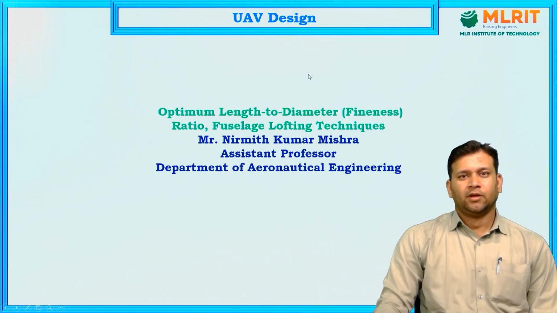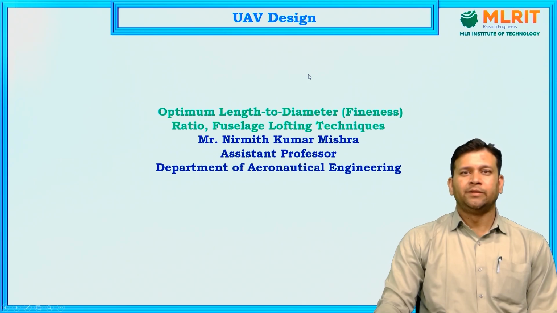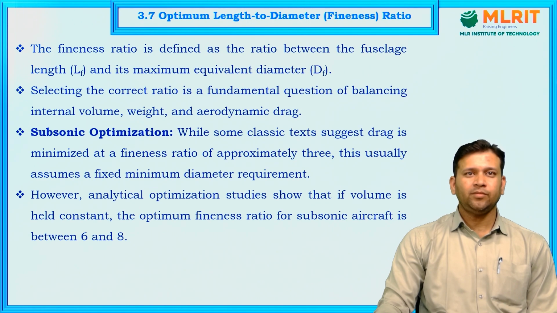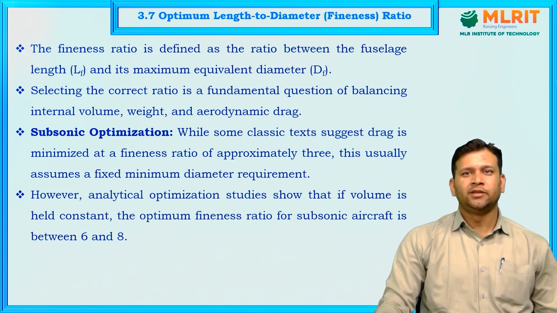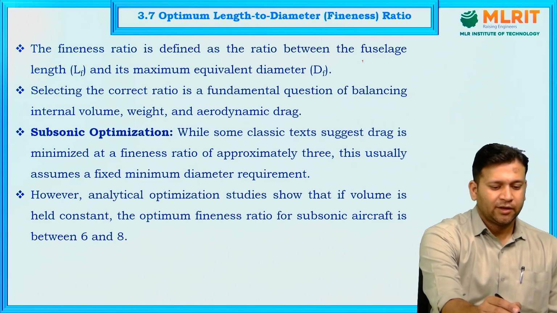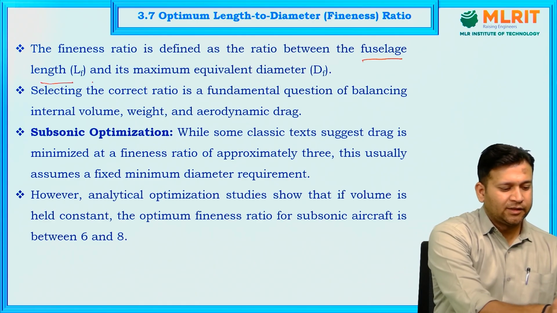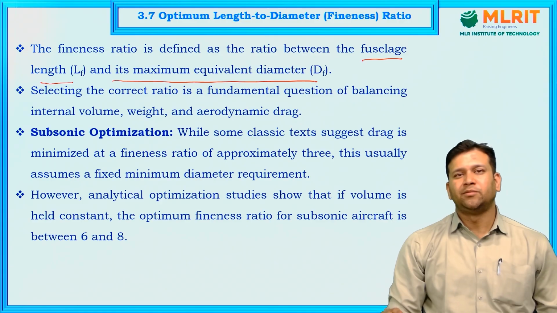Hello everyone, welcome to the course UAV design, and in today's lecture we're going to see about length to diameter, fineness ratio and fuselage lofting techniques. The fineness ratio is defined as the ratio between fuselage length and its maximum equivalent diameter.